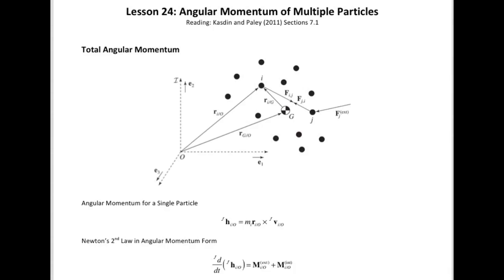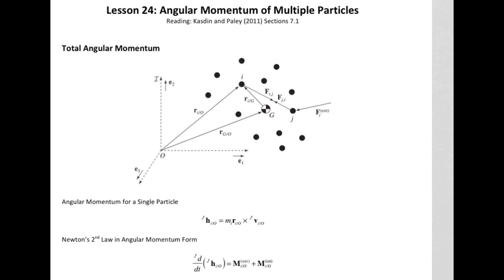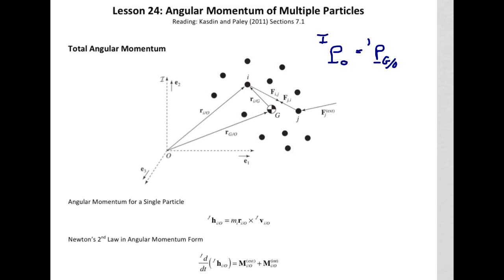Hey folks, in lesson 24 we're going to start applying the concept of angular momentum to our multiparticle systems. As a quick review, using linear momentum for multiparticle systems, we found some really interesting results. Most notably, the total linear momentum, that we call P sub O, is equivalent to the momentum about the center of gravity, the center of mass of the system. And that allows us to do some interesting things with multiparticle systems.